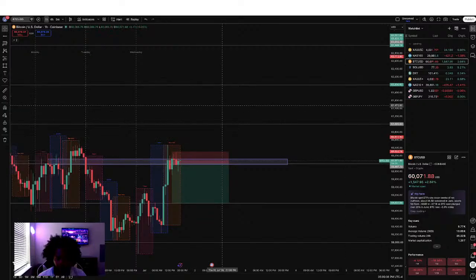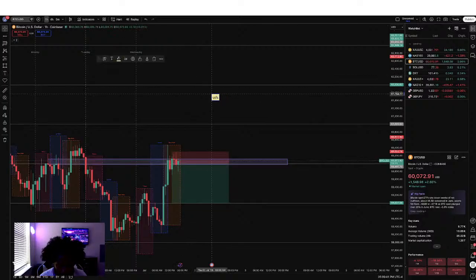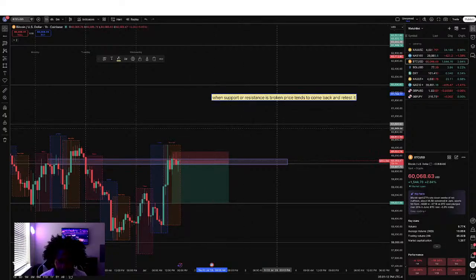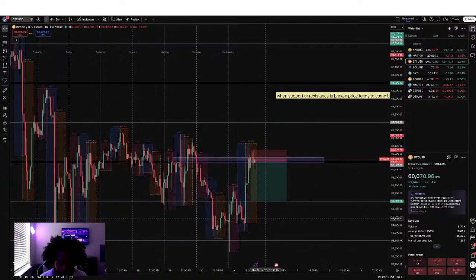So basically, when support or resistance is broken, price tends to come back and retest it.